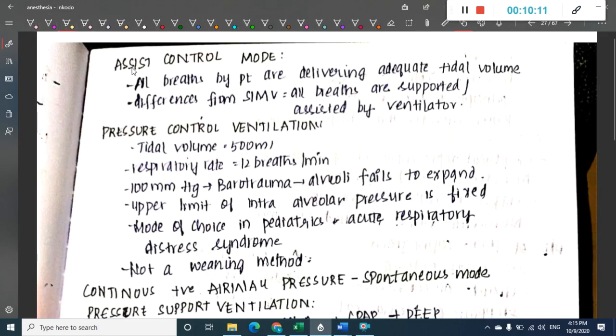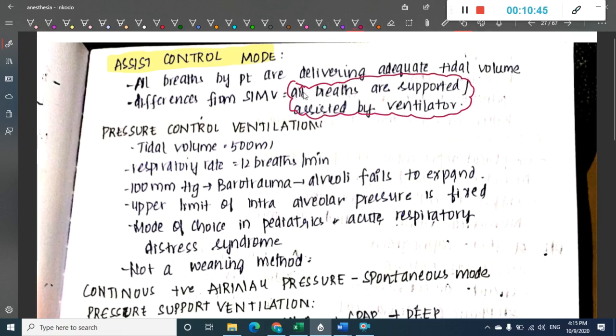The next type of ventilation is the assist control mode of ventilation. What is this? In this, even if the patient makes a small simple respiratory effort, the ventilator will deliver the adequate volume. Here in assist control mode, all the breaths are supported or assisted by the ventilator. That is the main difference.